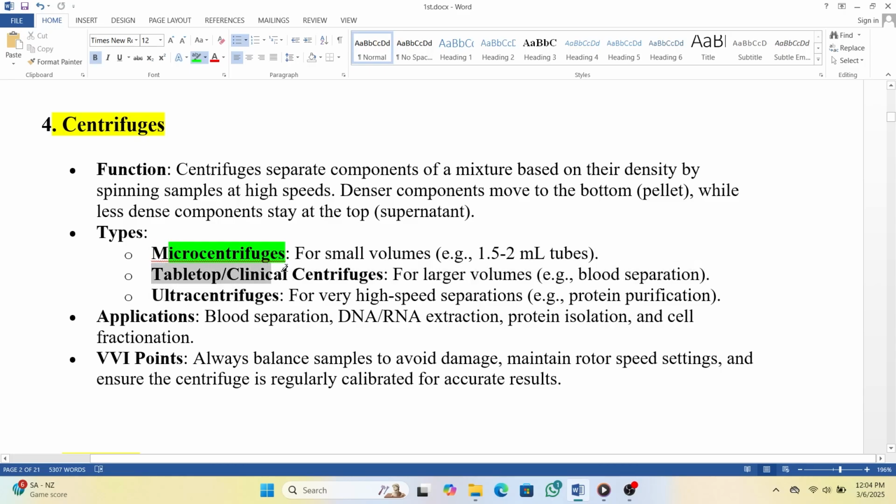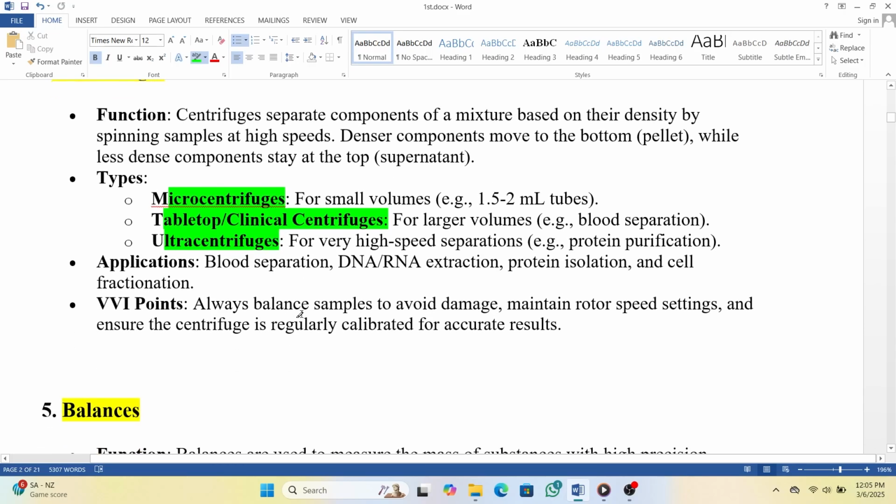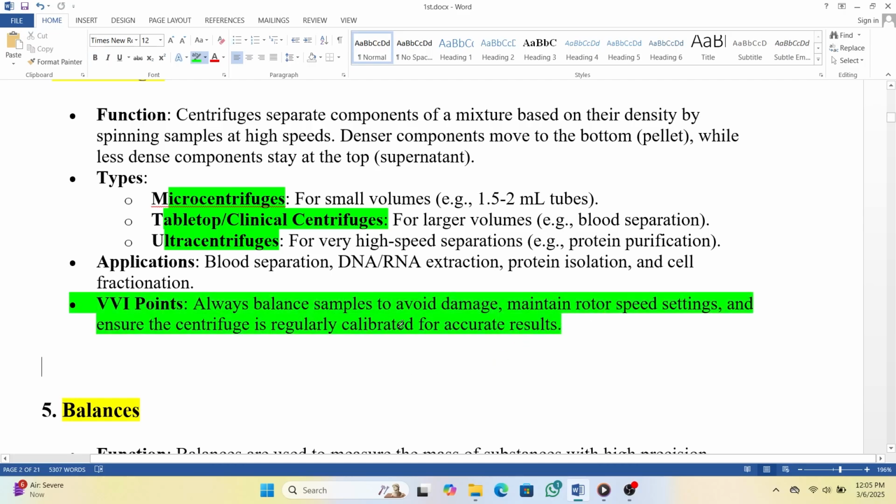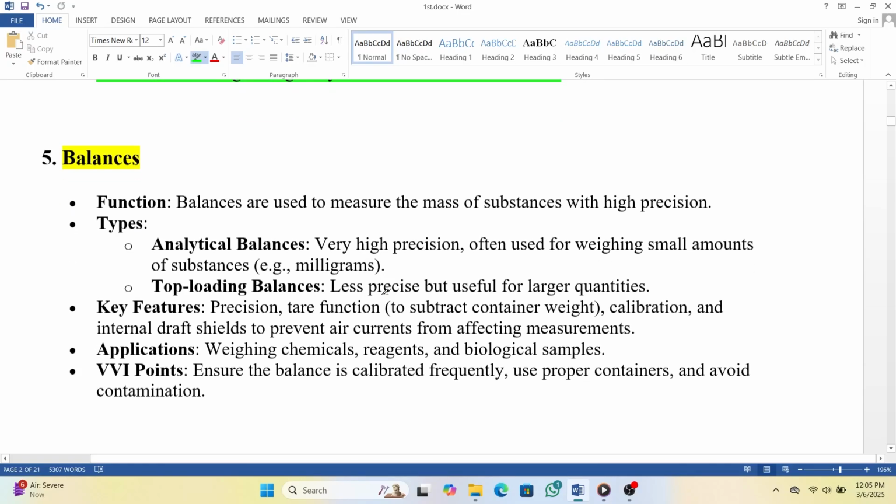Types. Microcentrifuges, for small volumes, example 1.5 to 2 ml tubes. Tabletop/clinical centrifuges, for larger volumes, example blood separation. Ultracentrifuges, for very high-speed separations, example protein purification. Applications: blood separation, DNA/RNA extraction, protein isolation, and cell fractionation. VVI points: always balance samples to avoid damage, maintain rotor speed settings, and ensure the centrifuge is regularly calibrated for accurate results. 5. Balances. Function.